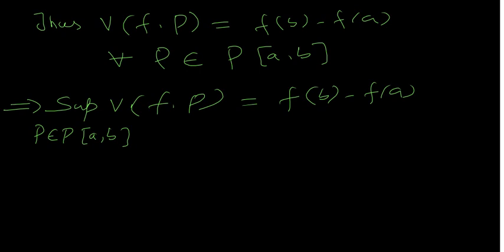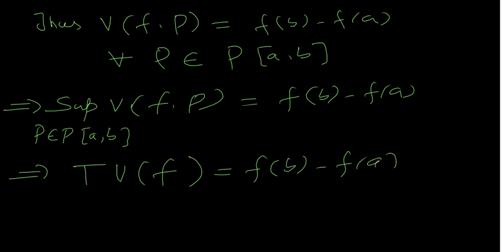Or you can say the set of variations is a singleton set. It contains only one point, because if you vary the partition, you will again get the same number, f of b minus f of a. So the set of variations is the singleton set, and its supremum will be the element of the set itself, which is equal to f of b minus f of a. This is the total variation of f over the interval ab. Understood? It's equal to f of b minus f of a, which is finite.